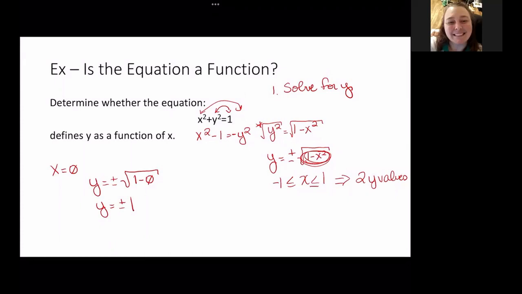Okay? Does that make sense? So there are 2 outputs of y for one x. Remember I said x and y. So my pairs are going to be (0, 1) and (0, -1). So if I look at the x's, I have a duplicate. So it's not a function.